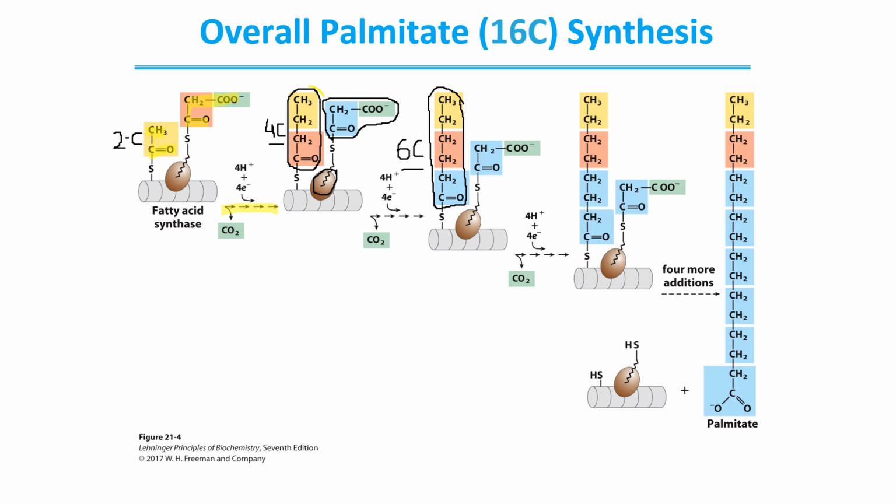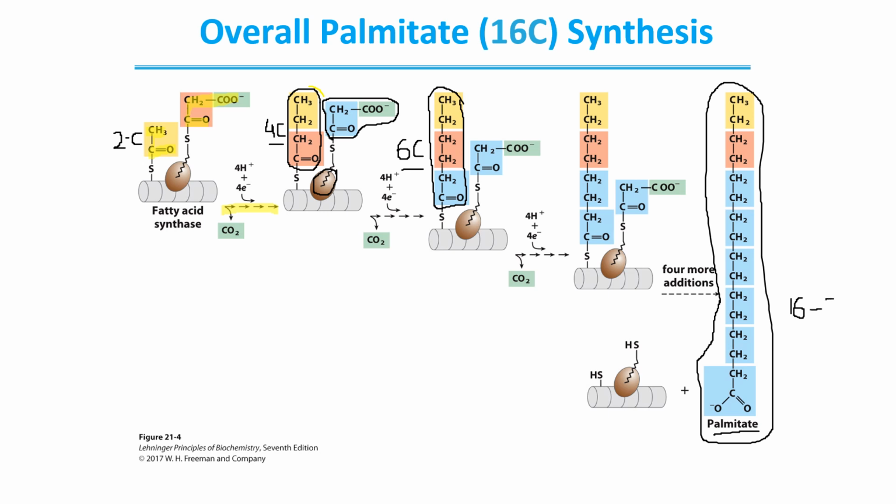process will continue until we get this 16 carbon typical or standard fatty acid, which is known as palmitate, also known as palmitic acid, which has got 16 carbons in it. So this one is considered to be a standard fatty acid. Once we have this standard fatty acid, this will break away from the fatty acid synthase enzyme, and it will be free. If we want to use it, we can use it. Otherwise, we can make any changes to it.